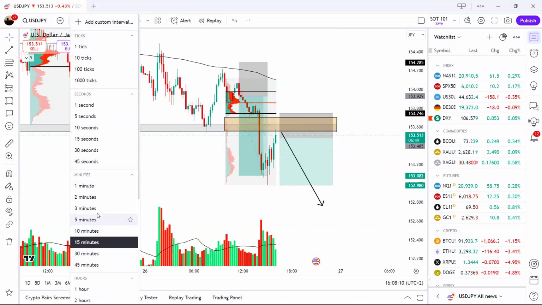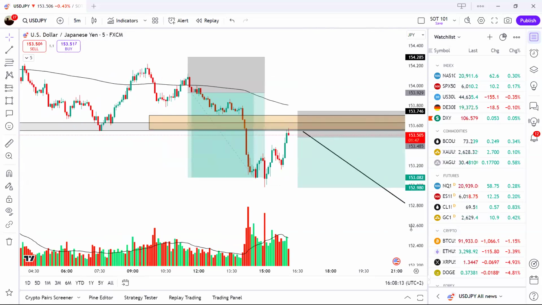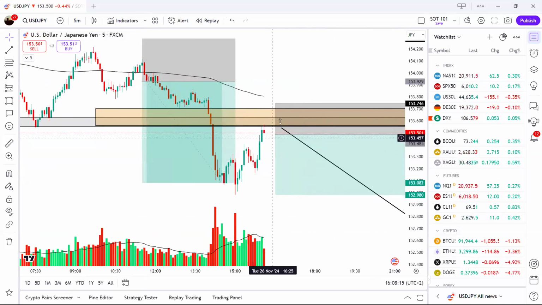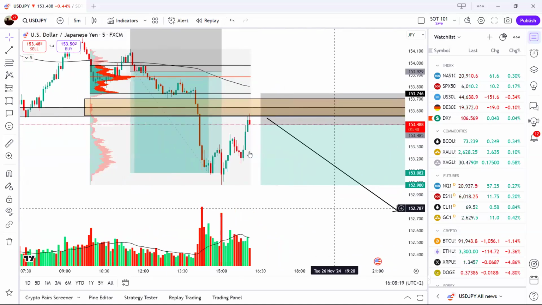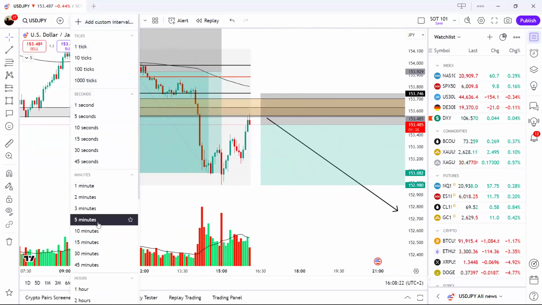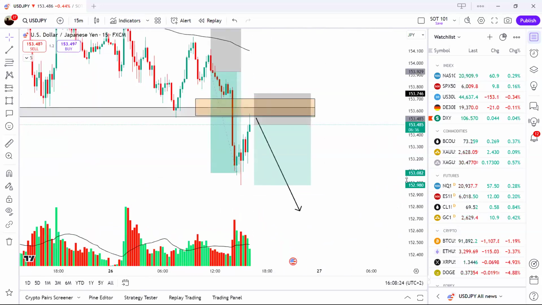But I'm really liking what I'm seeing on USD JPY. Let's see if we can get a nice little engulfing candle, then again a bit of a retracement, then that continuation to the downside. All right, feeling good about this one.